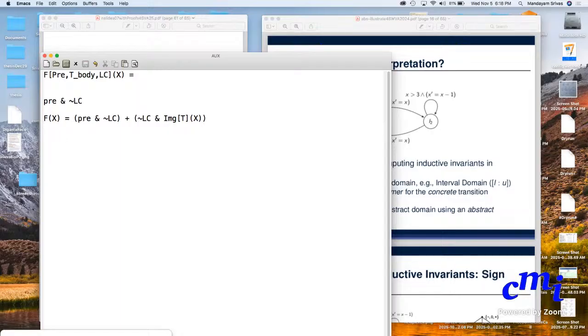An example code I wrote, simple. X is an int, x equals 0. And my loop condition is while x is less than 10, x equals x plus 1. So I'm just incrementing x until I reach 10. How will this look? P will be x equals 0, and not of LC will be x greater than or equal to 10.